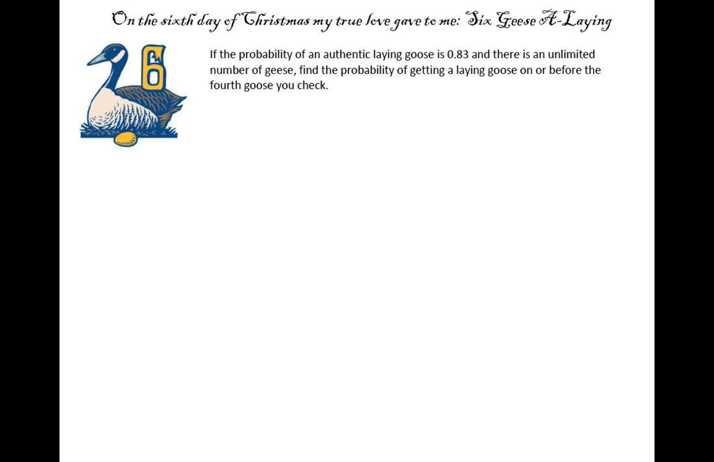All right, so we are going to take a look at days 6 and 7 from the 12 days of statistics. So in day 6, you're looking for getting a laying goose on or before the fourth goose. So that would make this a geometric distribution. And so it's binary because either it's a laying goose or not. We can assume independence.